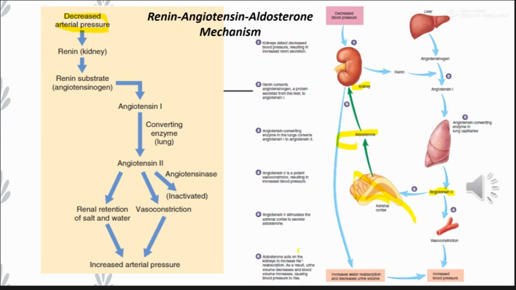Also, angiotensin 2 also increases salt appetite, the craving for salty food, thirst, and also ADH secretion. So, later we will discuss ADH. So, also, decreased blood pressure, right, stimulates the renin, angiotensin, aldosterone mechanism.